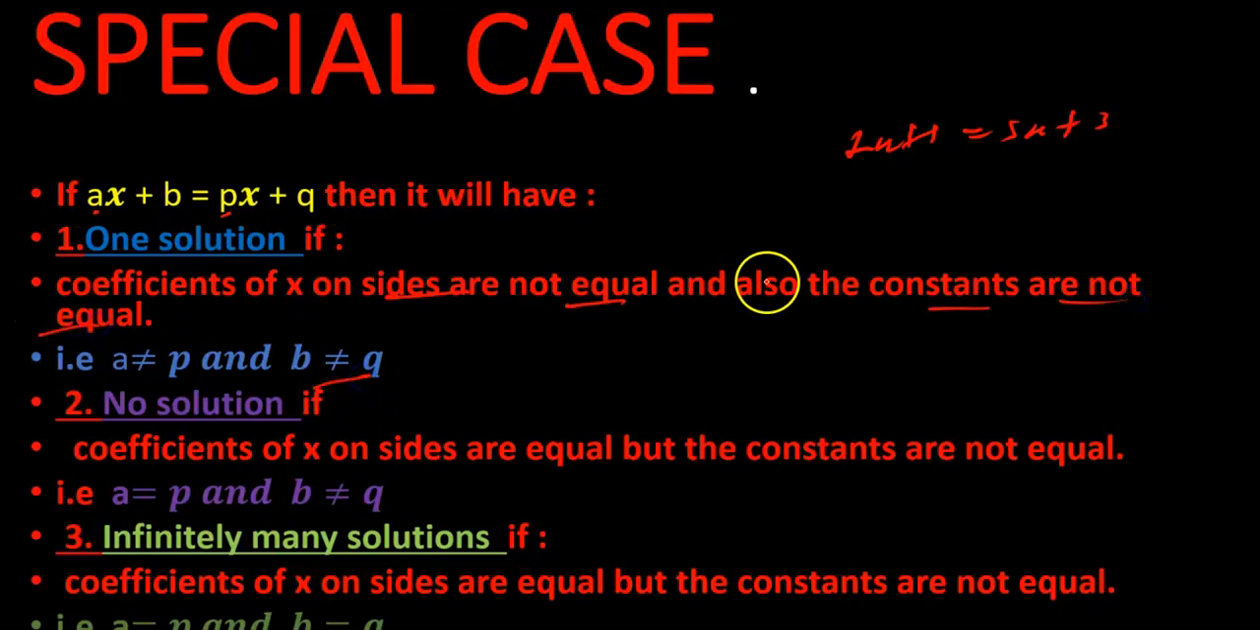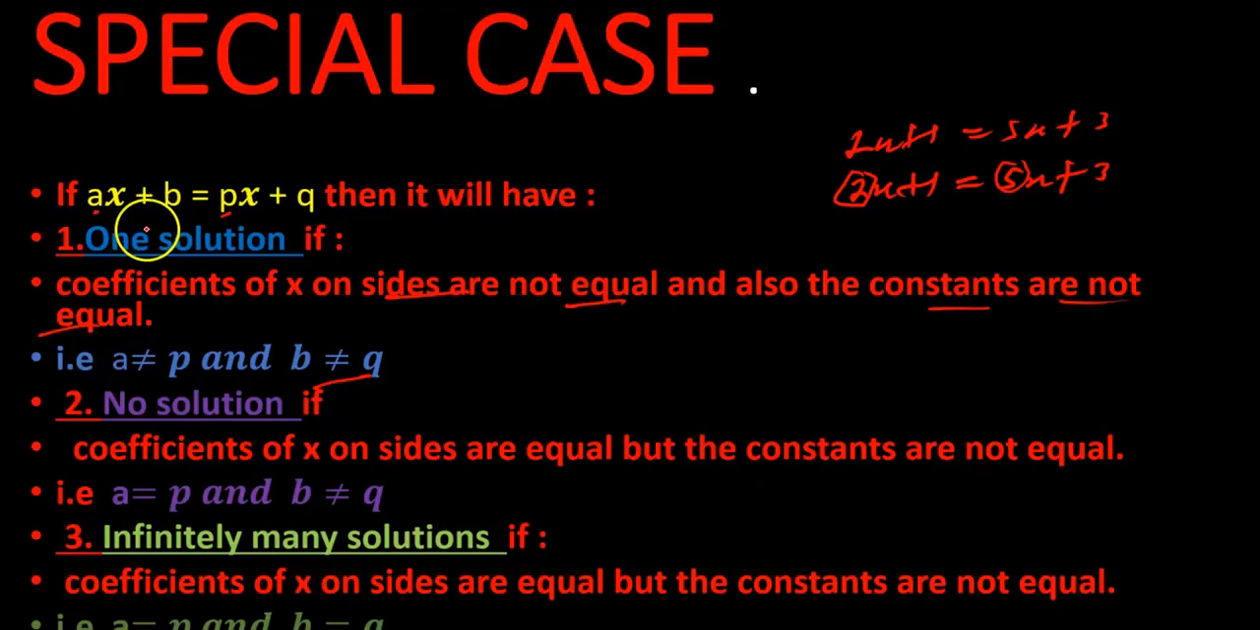Let me give you an example. If I have something like what I wrote here, 2x plus 1 is equal to 5x plus 3, this is an example of one solution. Why? The coefficient of x on the left is 2, and the coefficient of x on the right is 5. So 2 is not equal to 5. What's our constant on the left? 1. What's the constant on the right? 3. So 1 is not equal to 3. That means if I solve this, I will have an answer for x, which is one solution. So that is the condition for one solution.